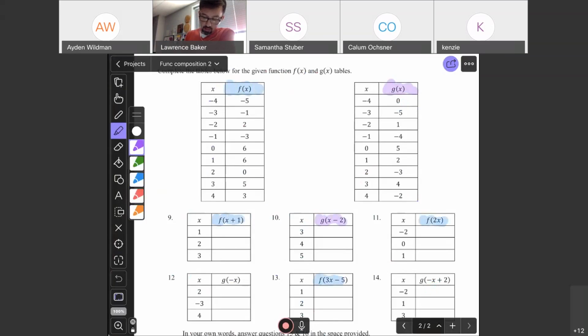Right? So there was something during third hour I almost did to myself. I'm doing an F problem, but I was looking over at the G table. So really easy to do. So just be really careful. Like on 9, 11, 13, make sure you're always going back here to find your answers. And 10, 12, and 14, you're always going back here to find your answers.